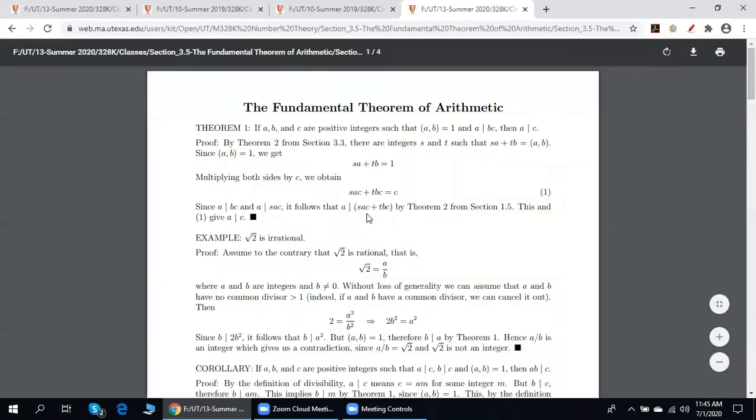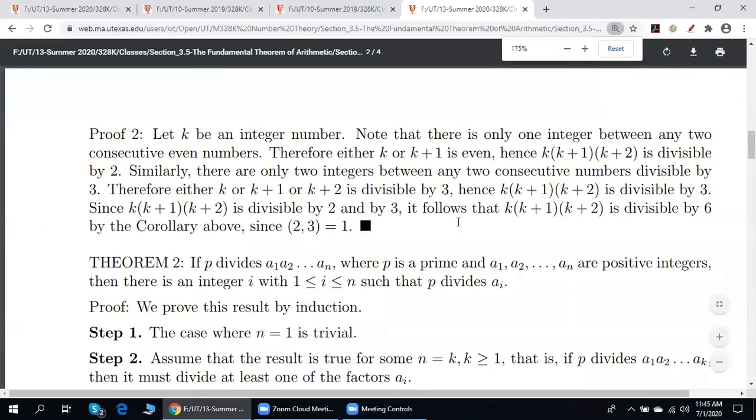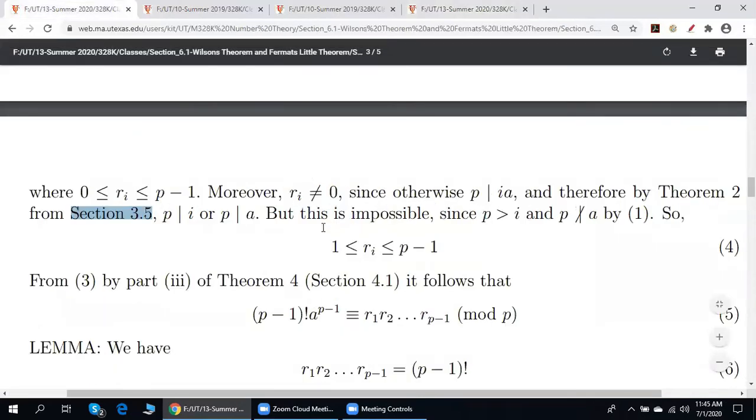Over here, Theorem 2 says the following. If P divides the product, P divides one of the factors. This is exactly what we have here. P divides the product, therefore either P divides I or P divides A.